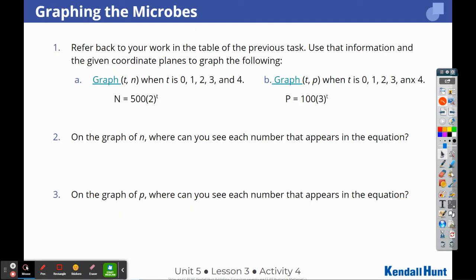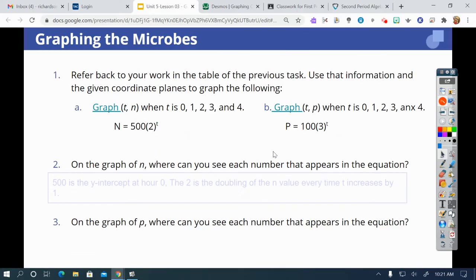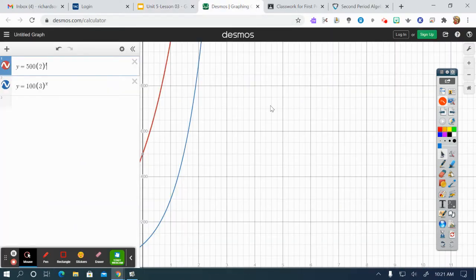All right, so this next slide we're going to look at is how we're going to graph it. So we're just going to graph both of those expressions that we just had. I already have them graphed up here. So our slide is asking you where we can see the 500 and the 2. So for the first equation, 500 represented the initial amount of bacteria that we had. And you can see that on the graph where it crosses the y-axis. So our y-intercept is where we can see 500. And it tells us that we have 500 bacteria at hour 0.